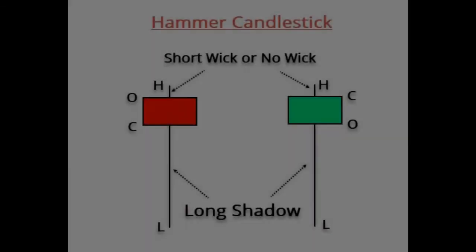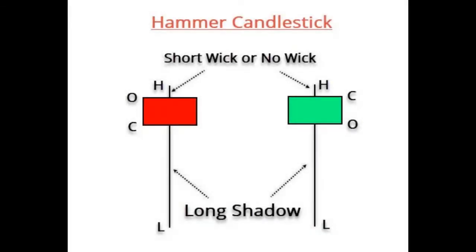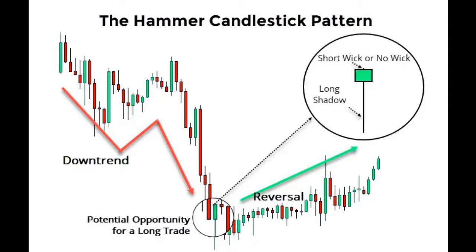Hammer candlestick. The hammer is a bullish reversal candlestick. It is one of the most widely followed candlestick patterns. It is used to determine capitulation bottoms followed by a price bounce that traders use to enter long positions. A hammer candlestick forms at the end of a downtrend and indicates a near-term price bottom.